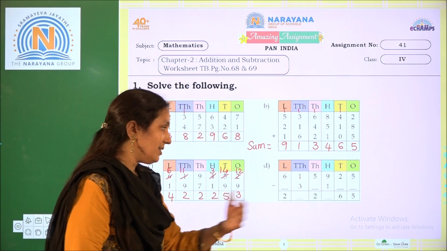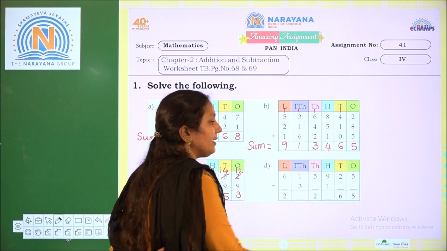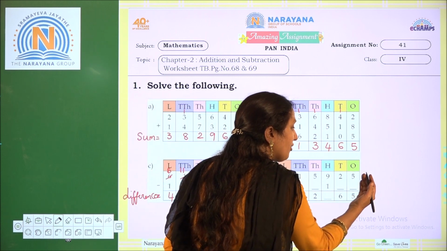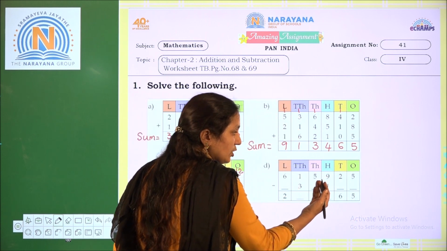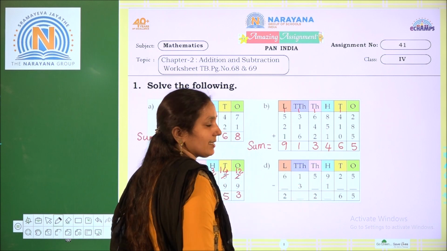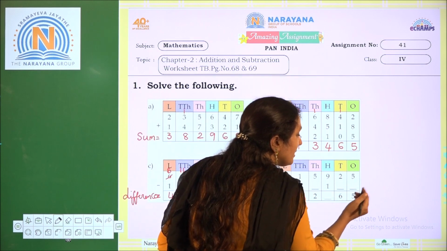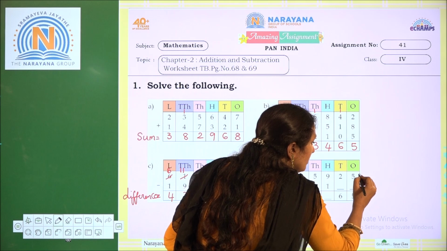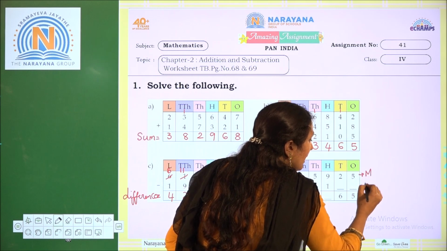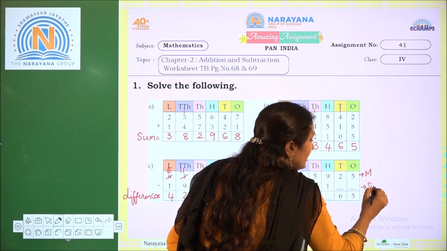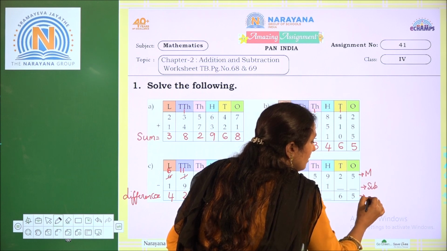Okay, now coming to, we have to find the missing numbers. First we have to start from ones, tens, hundreds, thousands, 10,000s and lakhs. Can you observe here? Already you know this will be the minuend, this will be the subtrahend and this will be the difference.